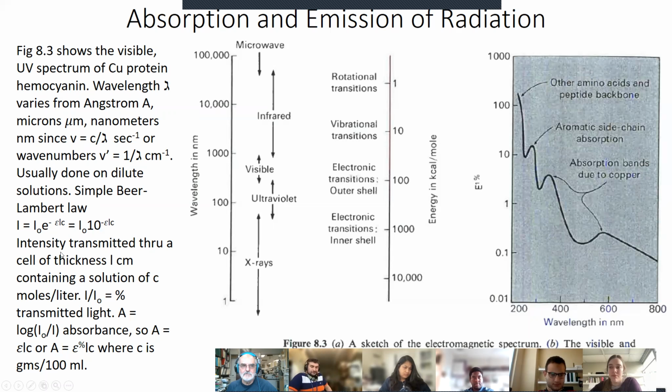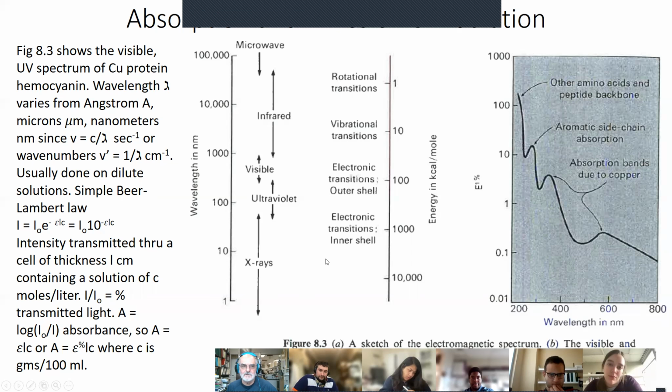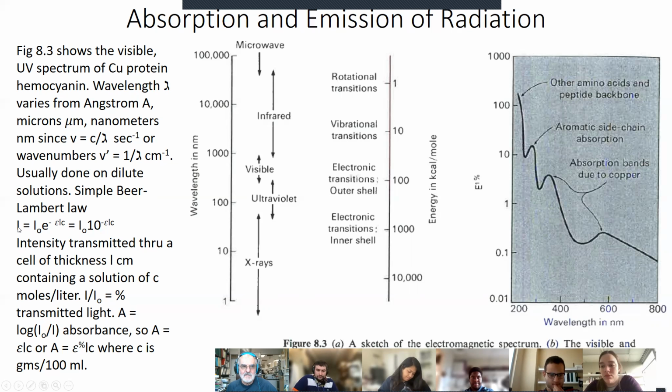So the intensity transmitted through a cell of thickness L centimeters containing a solution of certain moles per liter will give you what the output intensity is going to be. So you're going to have some amount of absorption, obeying these rules, corresponding to these particular transitions, and the amount of energy that is absorbed, or the amount of intensity that is absorbed. So the decrease in the initial intensity will correspond to this equation, epsilon LC. So higher concentration, longer path length, and an intrinsic property known as an extinction coefficient.